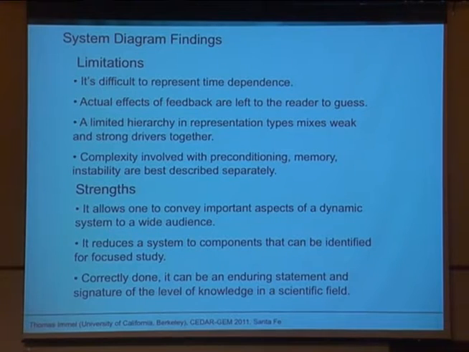Actual effects of feedback are left to the reader to guess. We have these big loops, but what does that really mean? Well, it means that the hamster, in the hamster case, lives a long time. A limited hierarchy of representation type mixes weak and strong drivers together. This goes back really to the Brotherton diagram, where you have ozone and NO and water vapor going some direction into some part of the system. Well, one of those is probably more important than the other, but you don't get any of that information from the diagram.